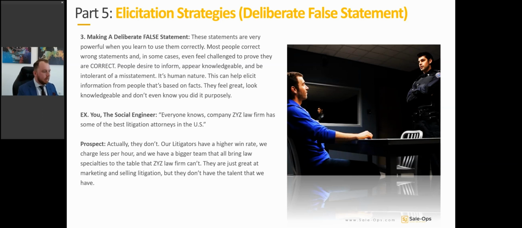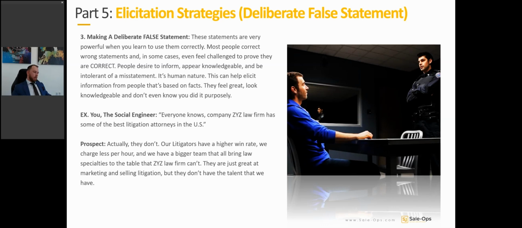So here's an example that you can use as a social engineer. Everyone knows X, Y, and Z law firm has some of the best litigation attorneys in the U.S. And then the prospect, who seems to be an attorney in this interaction, comes back and says, actually, they don't. Our litigators have a higher win rate. We charge less per hour. We have a way bigger team. And we bring way more law specialties to the table that X, Y, and Z firm can't. They are just great at marketing and selling litigation, but they don't have the talent that we have here.